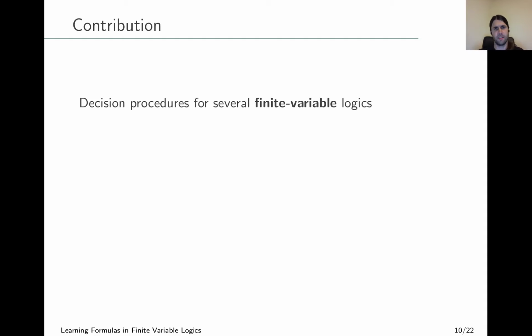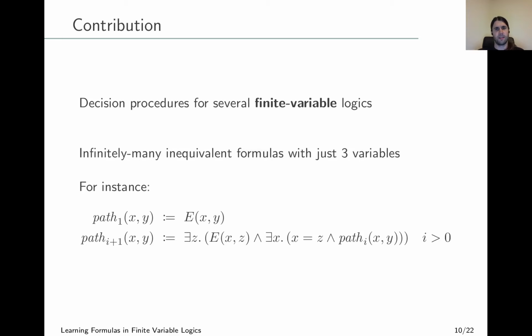Okay, so it turns out that this is an infinite search space, even with finitely many variables. So if you take just first order logic with 3 variables, you can define a binary relation, path I, one relation for every number I, that holds between two nodes in a graph, x and y, if there's a path of length I from x to y.